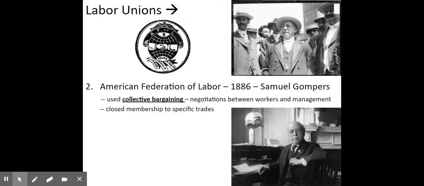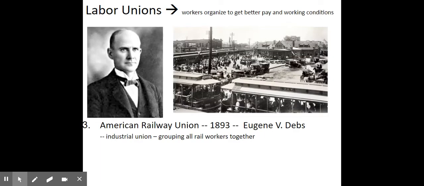The last union that we're going to talk about is the American Railway Union. It was founded in 1893 by Eugene Debs. Now, we're going to talk about Debs later on in the class. Debs actually leads the American Socialist Party. Okay, he's going to be an early proponent of socialism here in the United States.